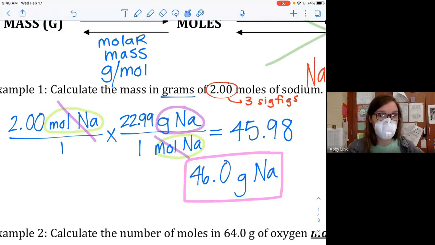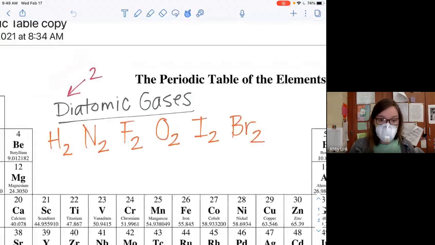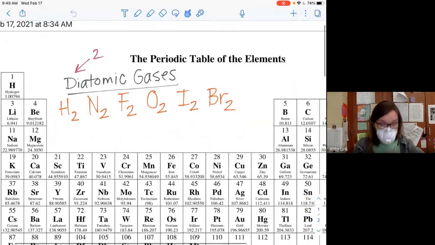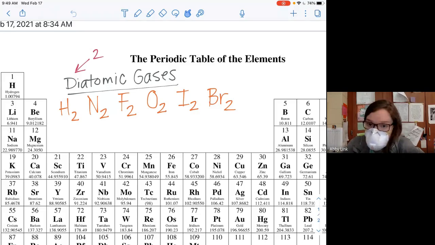Okay. All right, before we deal with our second question, I want us to jump to our periodic table. I have my copy right here in Notability. And anywhere on your periodic table, I want you to go ahead and add in this note here, and that's about the diatomic gases. If you don't have a copy of the periodic table saved in Notability, you can do that now, or you can just write this in a note on your iPad that you can reference.